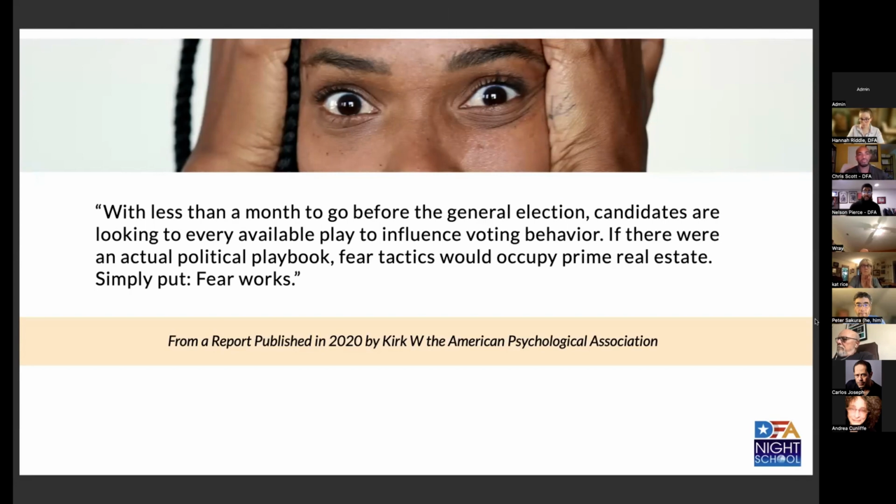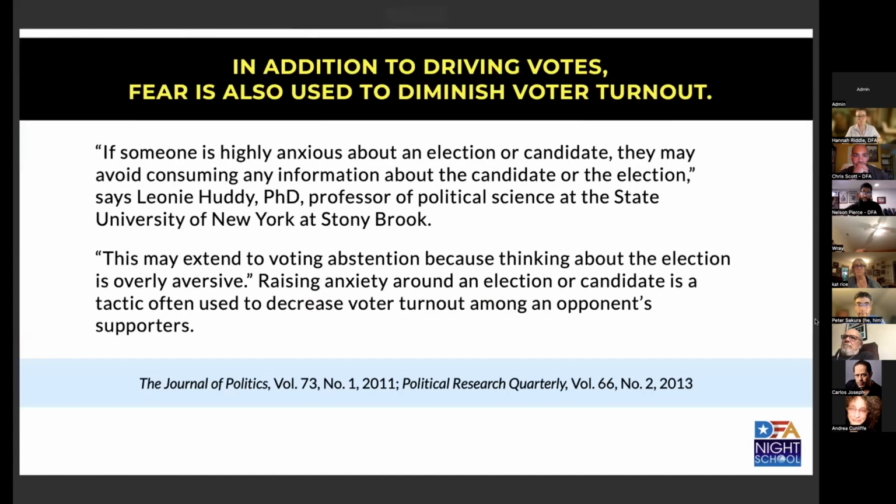And so we see all the time people use fear as a primary motivator in voting. Vote for us because the other person is worse. Vote for us because if you don't, bad things will happen. And fear is used so often. And the challenge is that fear also suppresses votes.